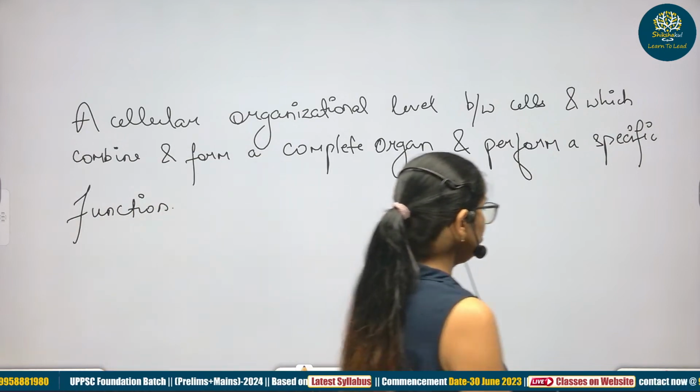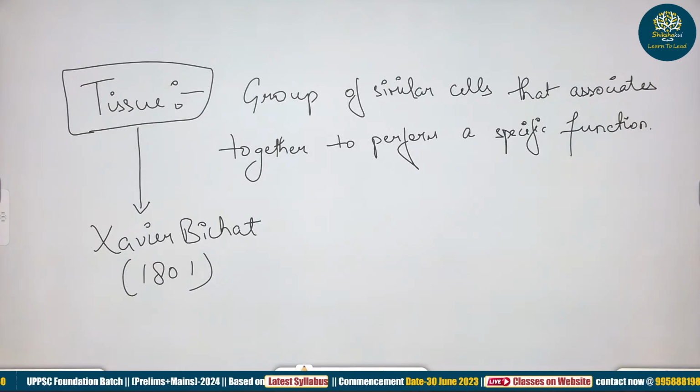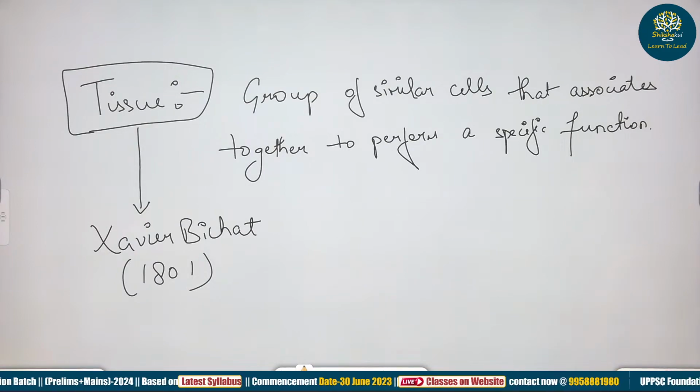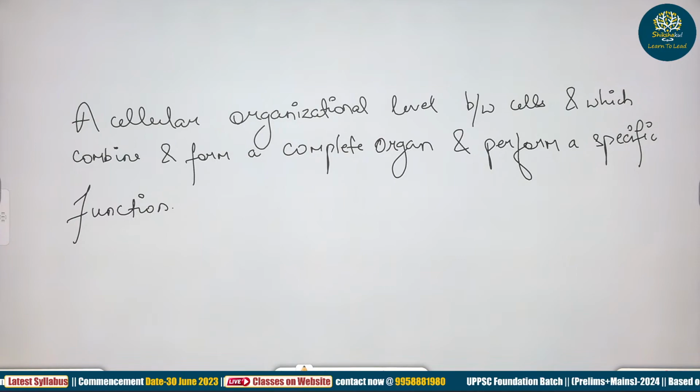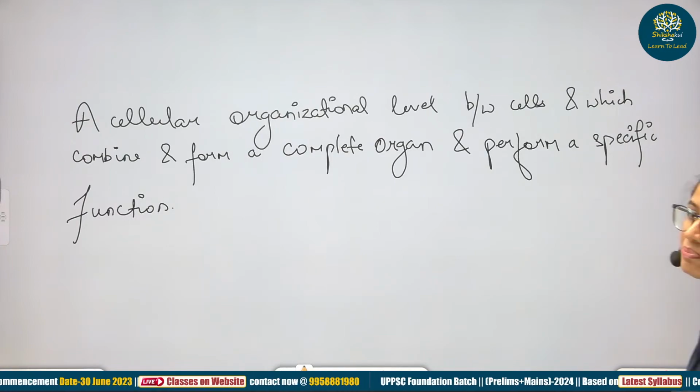So what is tissue? Tissue is a group of similar cells that associate together and perform a specific function. Who invented the term tissue? Xavier Bichat. In other terms, we can say that it is a cellular organizational level between cells, and which cells combine and form a complete organ and perform a specific function.